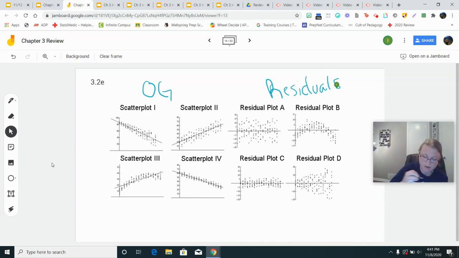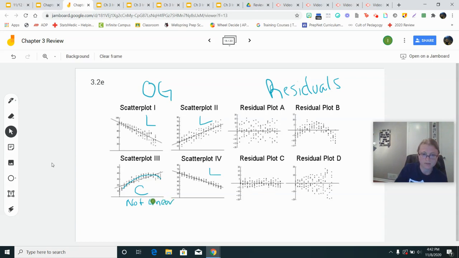So if I look at scatter plot 1, scatter plot 1 looks pretty linear. Scatter plot 2, pretty linear. Scatter plot 4, pretty linear. Scatter plot 3 appears to have a bit of a curve in it. So this one is not linear, it's curved.